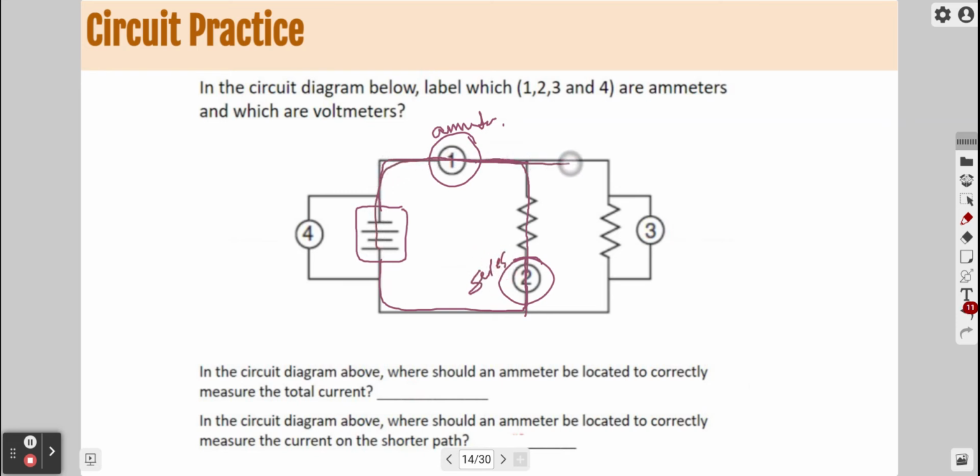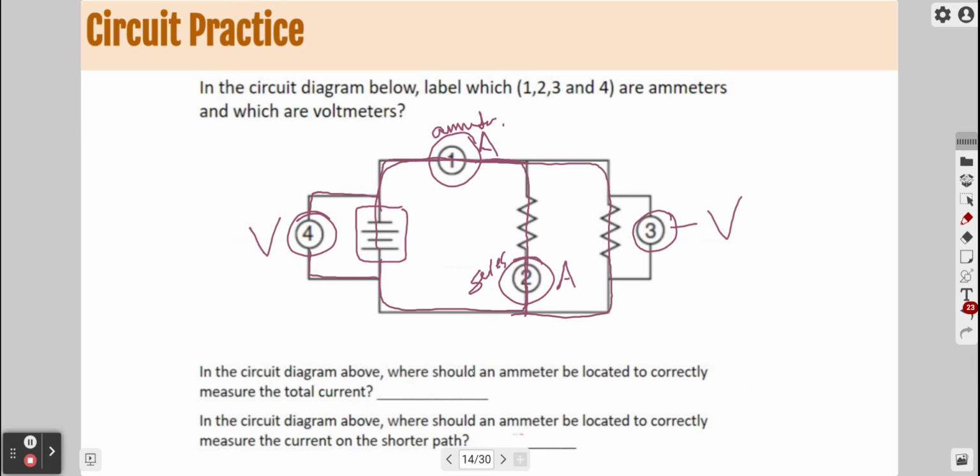If we follow the pathway through this next resistor, we are not going through this device, so this must be a voltmeter. These two are ammeters. That must be measuring voltage. And then the same thing with this. It's created a whole new path on either side of the battery, so this must be measuring voltage.